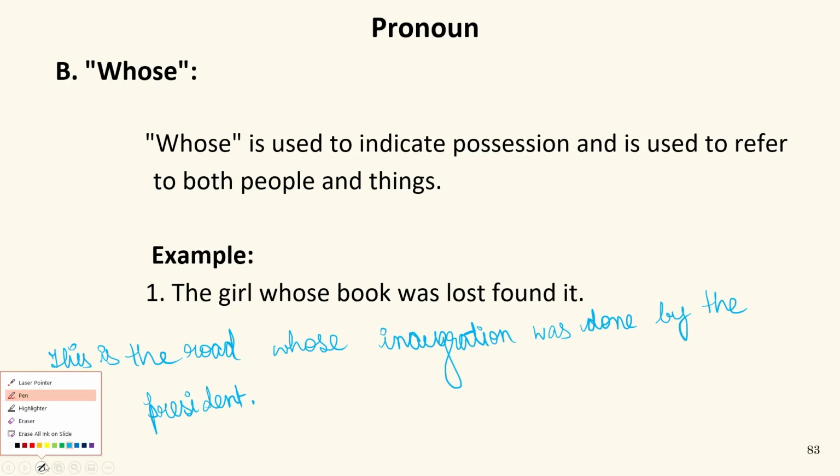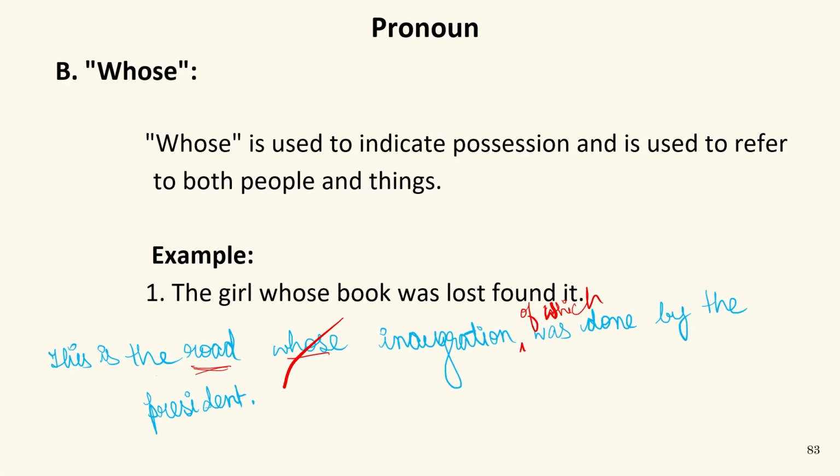Why so? Just because we are using whose with road, and road is a non-living thing, whereas we use whose with living beings only. So this can be rectified as: this is the road. Now whose will be removed from here, and after inauguration we'll add of which. Now as I told you before as well, which is only a nominative case. To show its possession we use of. So the correct sentence will be: this is the road, inauguration of which was done by the president. Then the sentence will be correct.